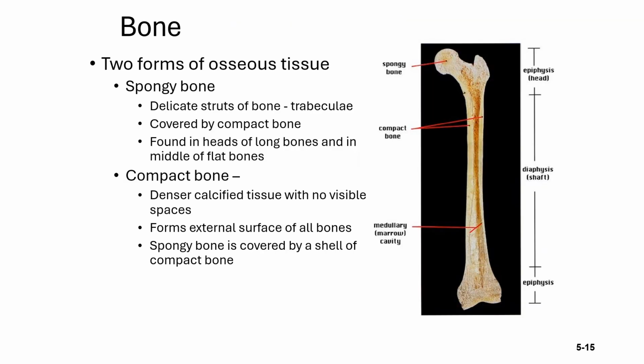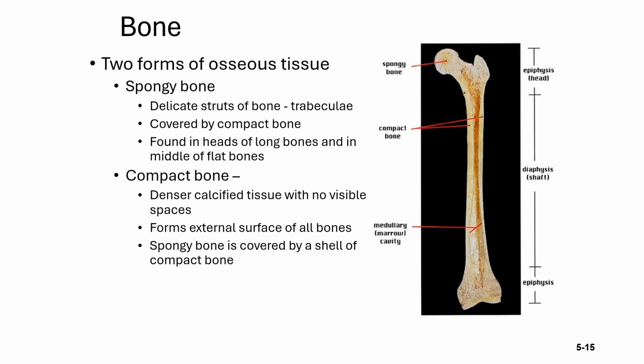Bone. Bone is connective tissue, and it is osseous tissue, which is composed of hard calcified connective tissue. There are two forms of osseous tissue, spongy bone and compact bone.